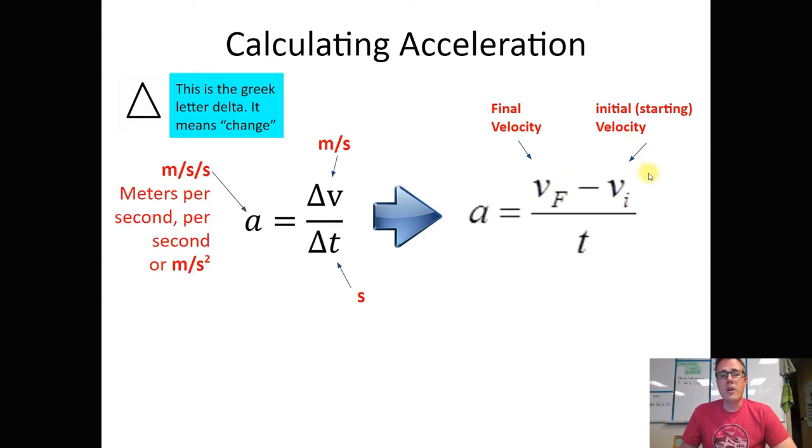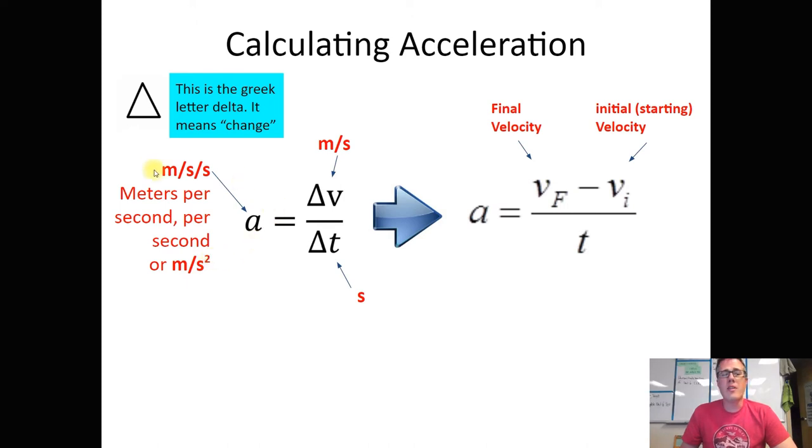The units that we're going to use for these things are meters per second for velocity and seconds in most cases for time. Now acceleration has a very strange unit. We would say meters per second per second. It has two S's in there. And you can also write it like this. Sometimes you'll see it as meters per second squared.